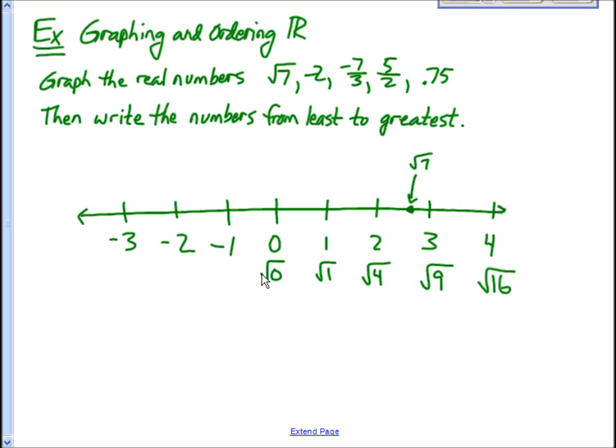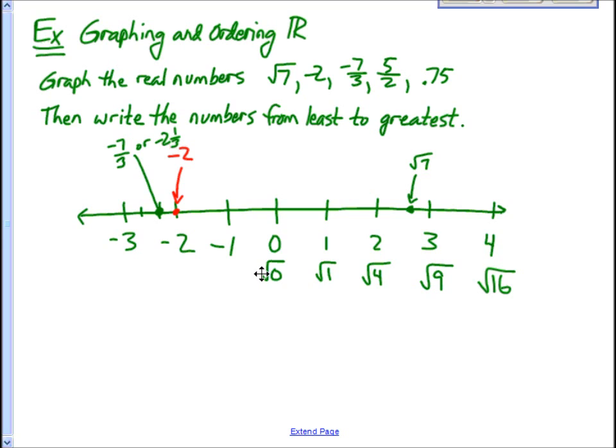Negative 2, let's put that on the real number line. No problems with that. There's our negative 2. How about negative 7 thirds? Well, 7 thirds, what is that? 7 divided by 3 is 2, remainder 1, so negative 2 and 1 third. So let's say I split this up into thirds. There it is. There's your negative 7 thirds, or negative 2 and 1 third. Same thing.